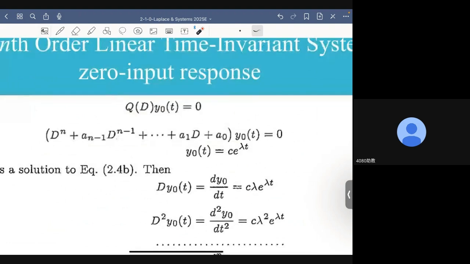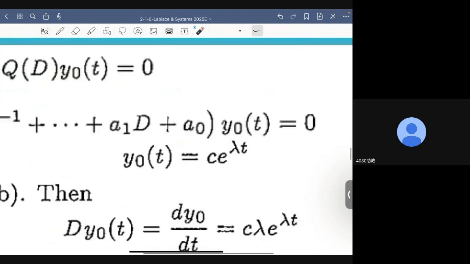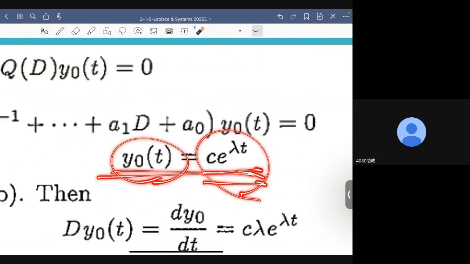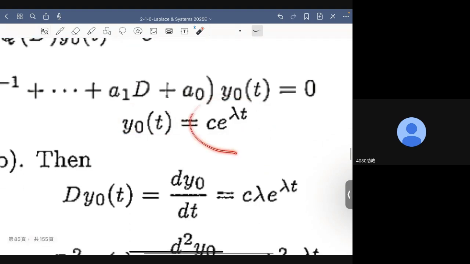Now, the next thing we want to do is solve the differential equation, okay? The first step for doing that is I assume the zero input response can be represented as the product of C and e to the lambda t, okay? This is a very important assumption, okay? How do you know this assumption is right? I don't know that in the beginning, but I will justify that by plugging it into this differential equation.